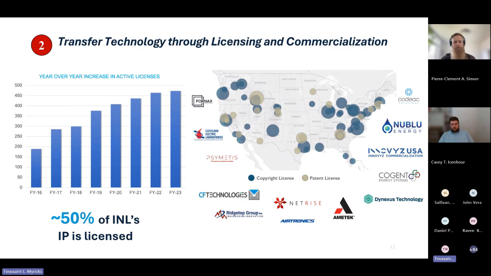So tech transfer as a business, from our viewpoint, we believe we've had a significant impact on U.S. industry. As represented here, we work with a number of companies, both through patent licensing arrangements as well as copyright licensing arrangements. And the bar graph here shows that there's been a steady but significant growth in the number of active licenses and licensees from fiscal year 16 through last year.